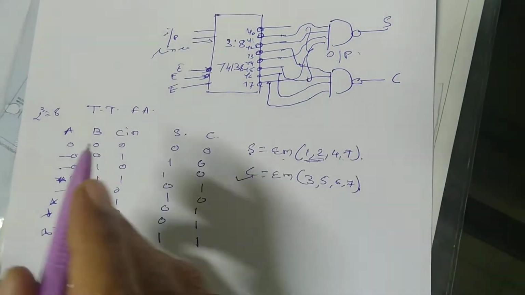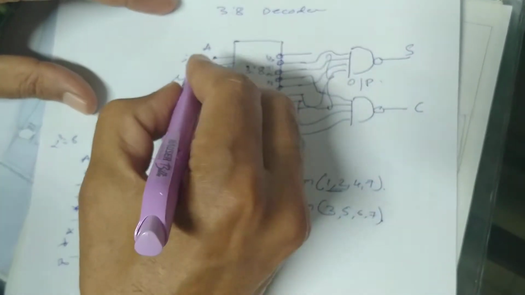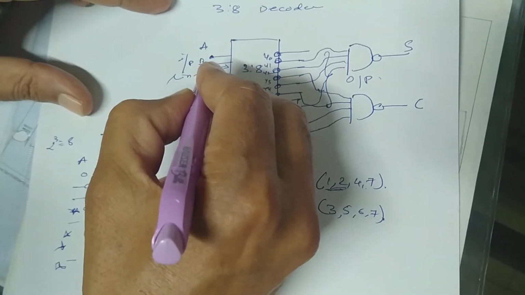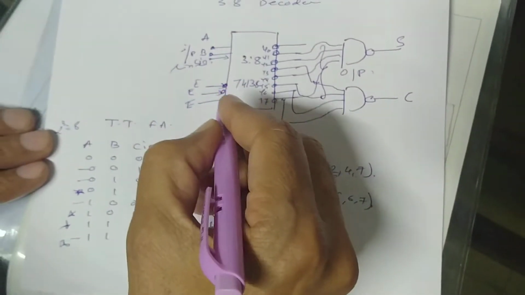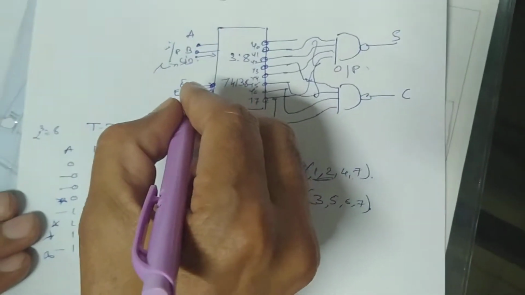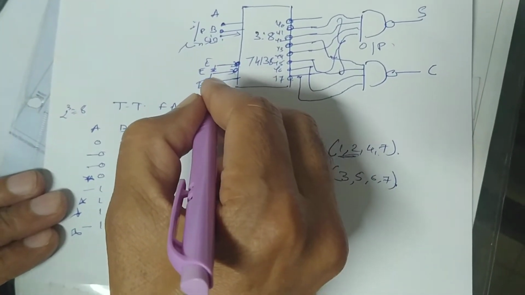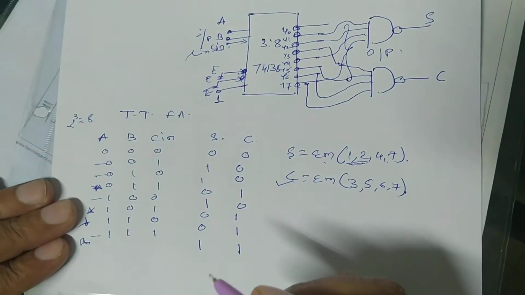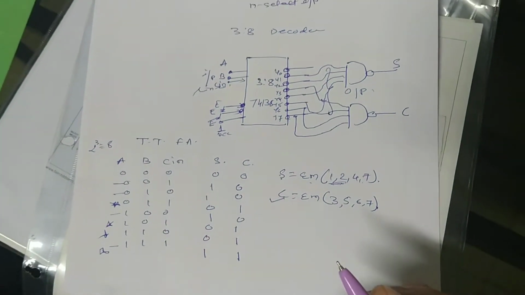Okay, then A, B, C in. A we have to apply here, B to this terminal, C in to this terminal. Okay, what about this active low? This is the enable input, this is active low, so we have to connect it to ground. This second one also we have to connect to ground, and this one to logic 1, or we can say it is connected to VCC.